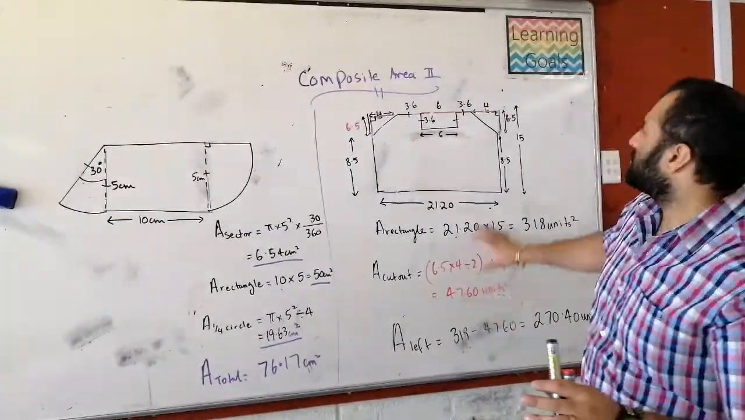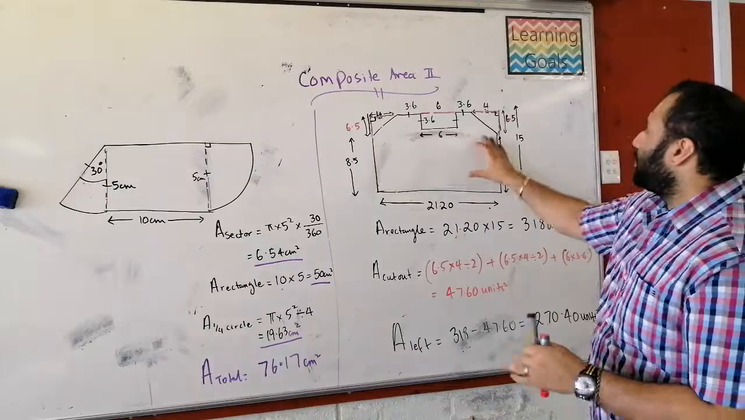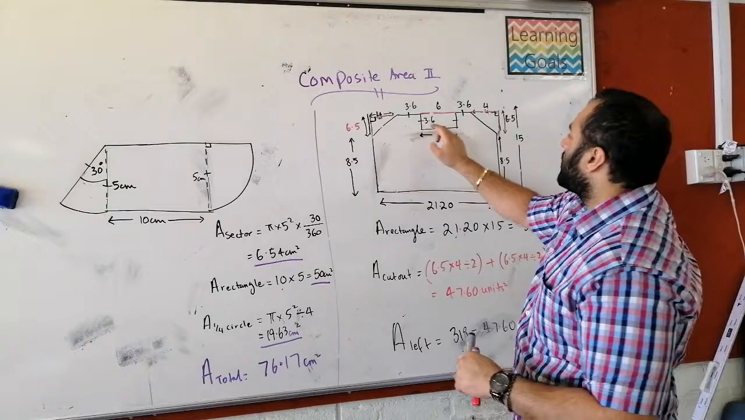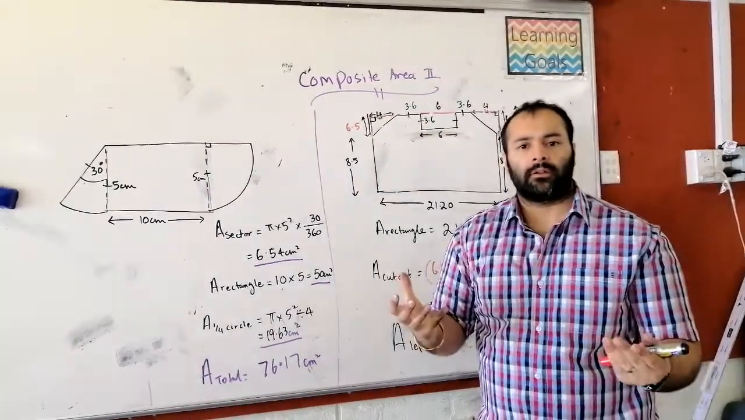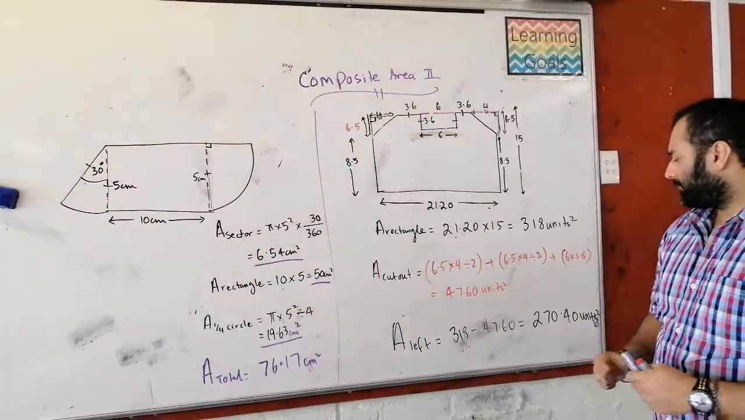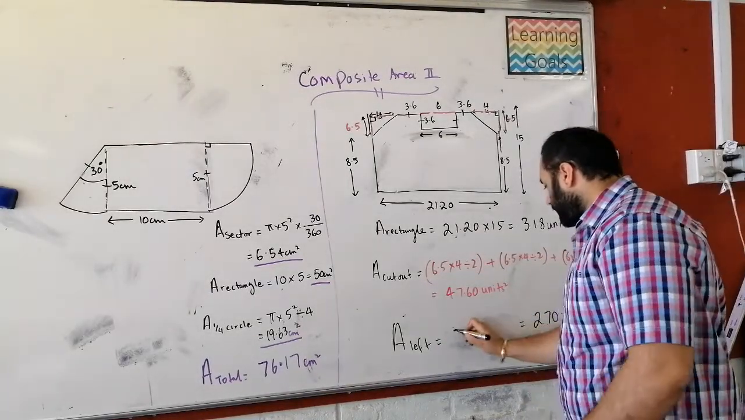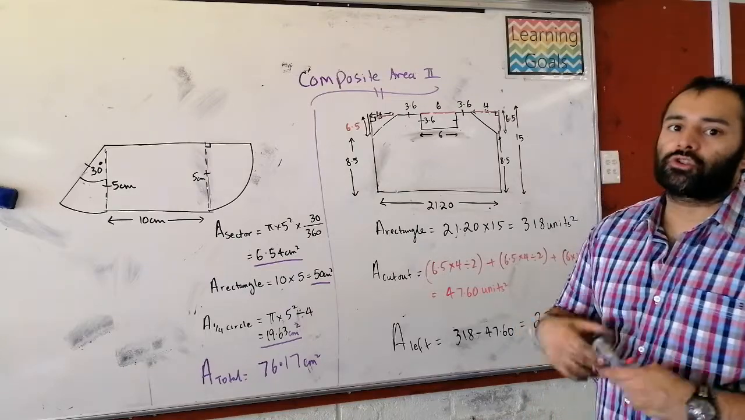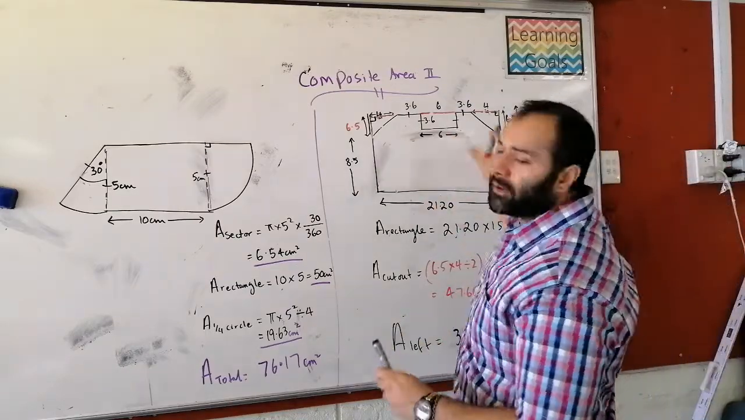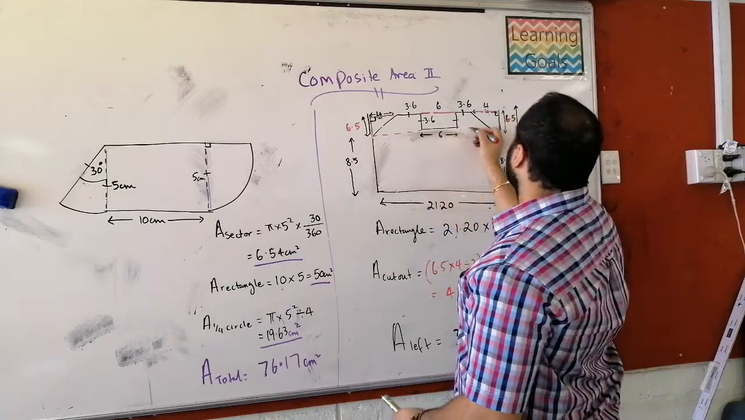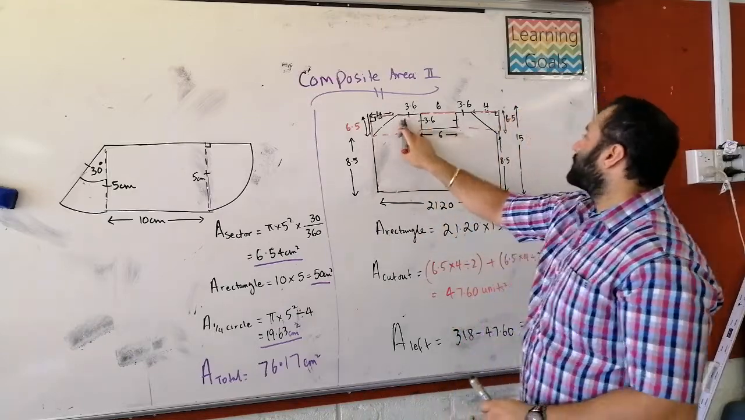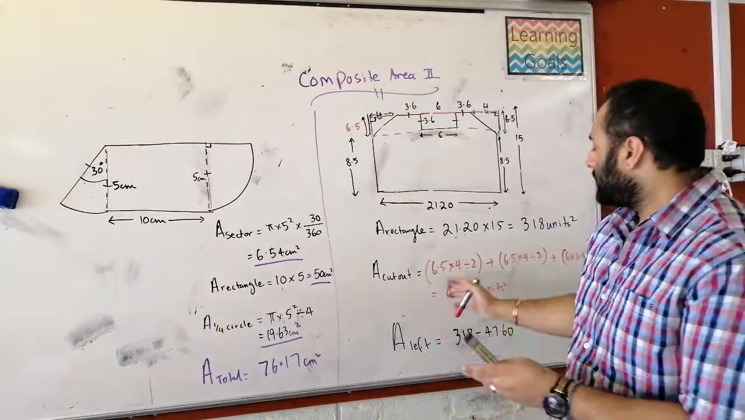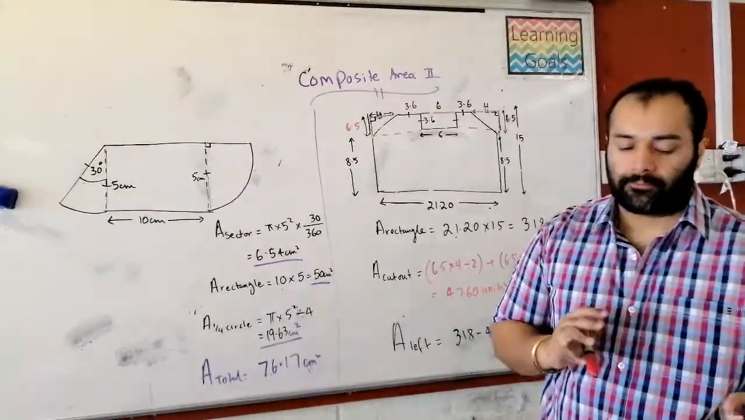Okay, so my first step was to complete the whole shape, find the area of the complete shape, in this case it was a rectangle, and then I found out altogether how much did I cut out, how much was missing, and then I subtracted it. I'll write this a bit more clearer. I wrote 318 minus 47.6. And of course, if you want, instead of doing this method, you can obviously cut it into individual shapes, find the area of this trapezium, that rectangle, and add everything together instead of subtraction. It's up to you.